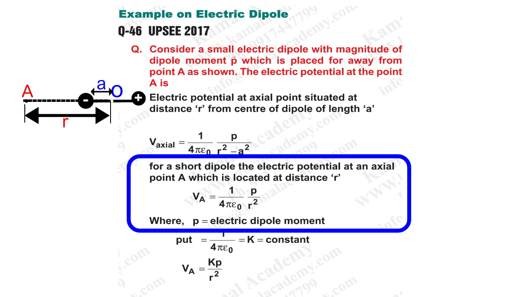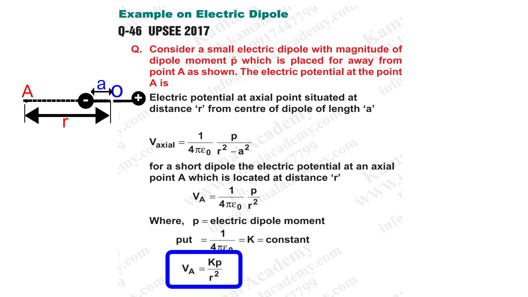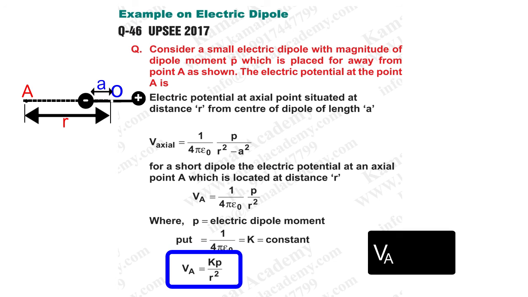So for a short electric dipole, the electric potential at an axial point A, which is at a distance r from the center of the dipole, becomes VA equal to 1 upon 4 pi epsilon naught, p upon r square. So we can put 1 upon 4 pi epsilon naught as a constant K. So electric potential at an axial point A becomes VA equal to Kp upon r square. So hence the electric potential at an axial point of an electric dipole is inversely proportional to the square of the distance of the axial point from the center of the electric dipole.